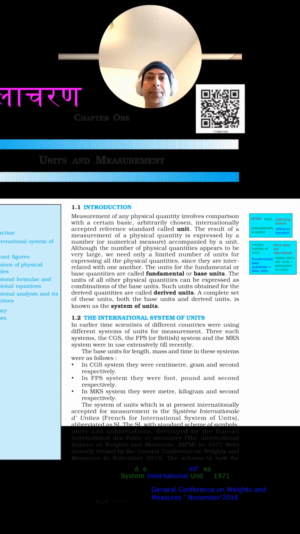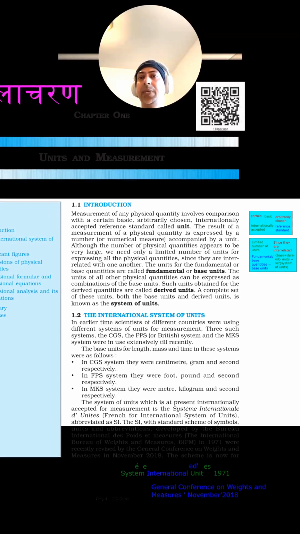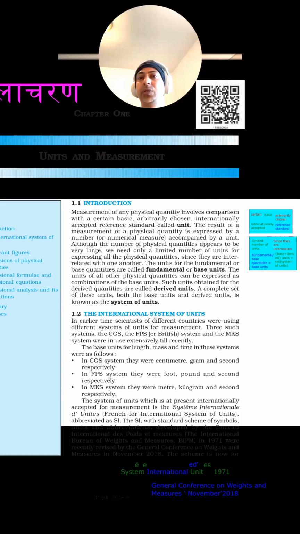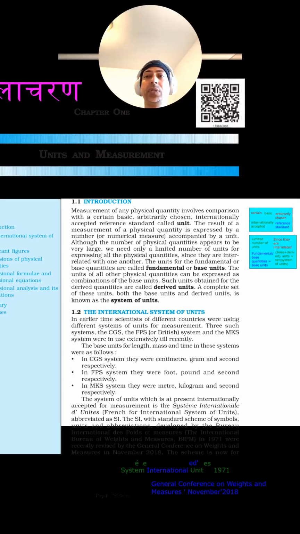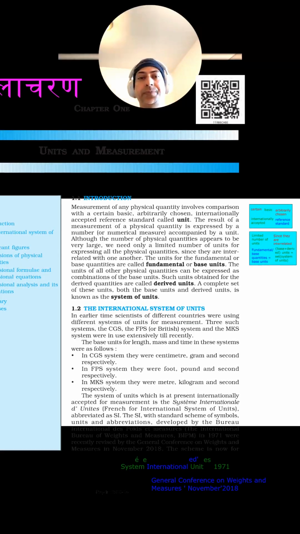So a limited number of units, since they are interrelated: fundamental base units, quantity is equal to base units. Base plus derived units is set or system of units. So it's simple, short notes.